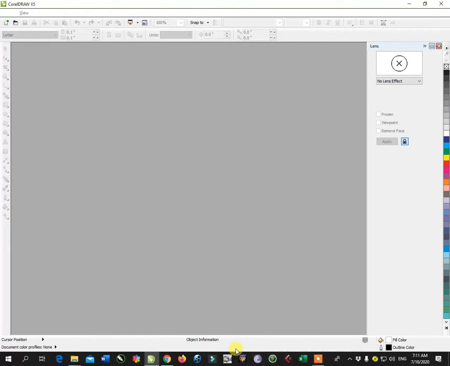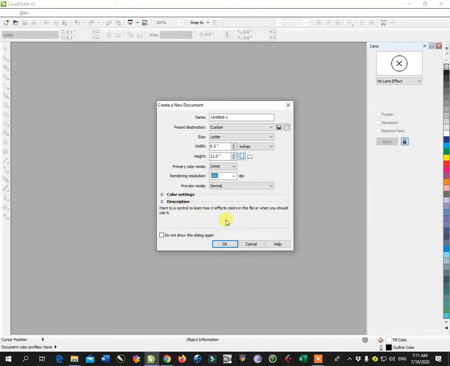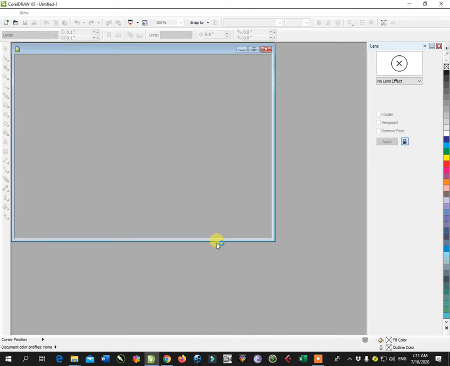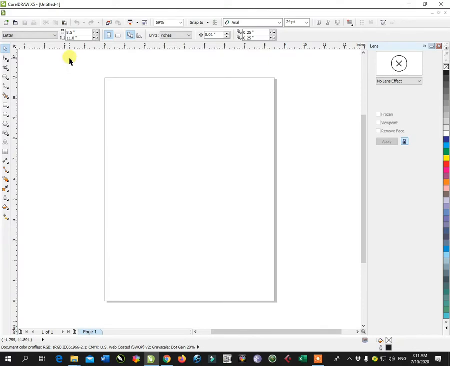I'm using Corel Draw as usual. So you launch your Corel software. Okay. Allow it to load. I'm using inches as the measurement unit.